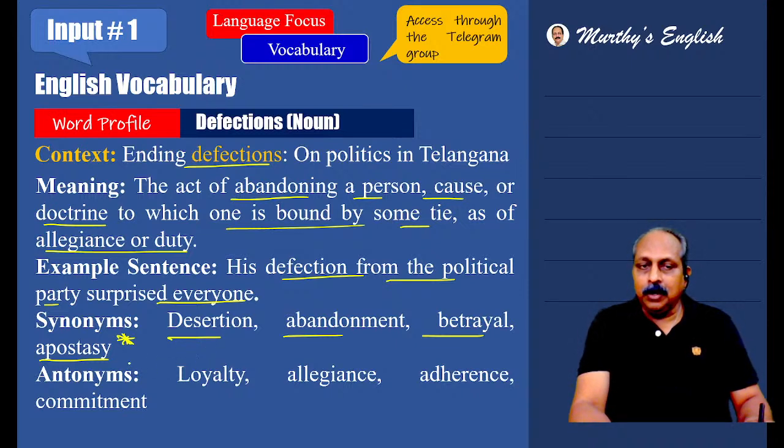SSC, you may get a word like this, and other words we have got many a time. But do remember, though they come under synonyms, based on the usage, they go with different context. You cannot take things for granted. Antonyms: loyalty, allegiance, adherence, commitment.